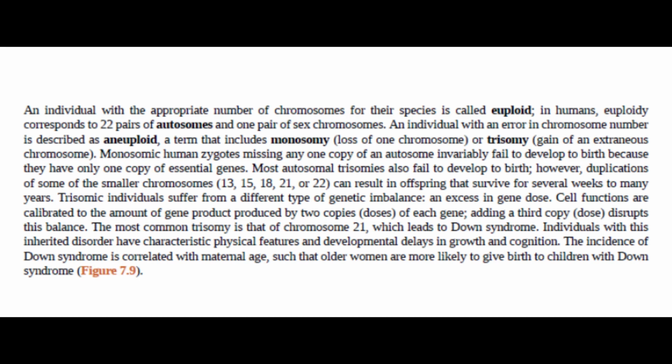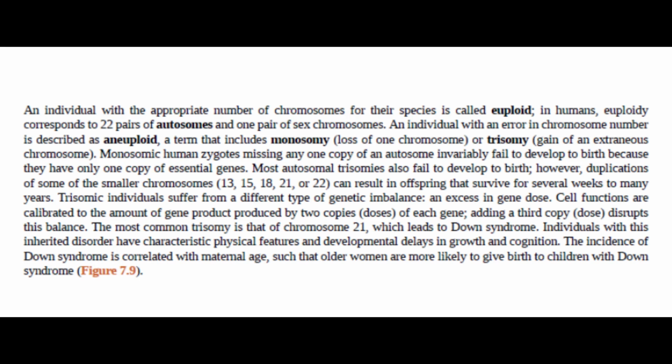Trisomic individuals suffer from a different type of genetic imbalance, an excess in gene dose. Cell functions are calibrated to the amount of gene product produced by 2 copies or doses of each gene. Adding a 3rd copy or dose disrupts this balance.